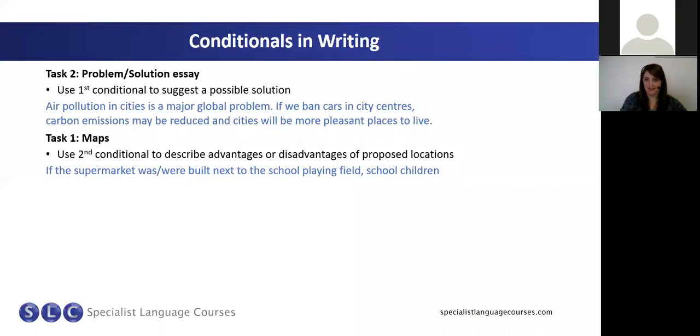So again, this appears to be a more challenging topic. For example, we could say if the supermarket were built next to the school playing field, school children would suffer due to higher levels of air pollution from the increase in traffic. So we're really using second conditional to analyze the advantages and disadvantages of proposed locations.